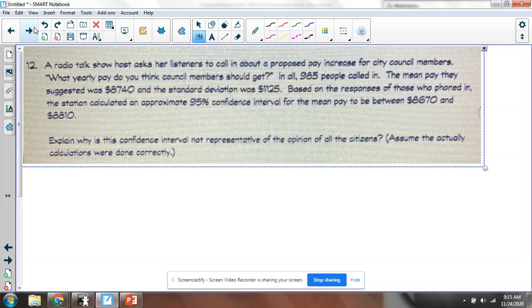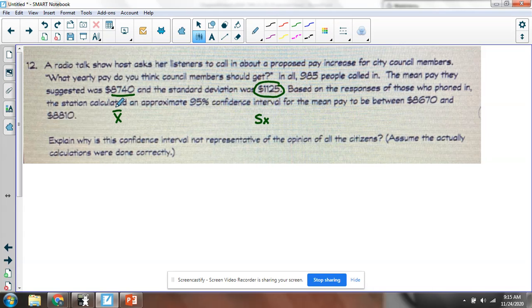Okay, so the radio talk show host asked their listeners to call in about a proposed pay increase for city council members. What yearly pay do you think council members should get? In all, 985 people called in. The mean pay they suggested was $8,740, and the standard deviation was 1,025. So this is based off the sample. So that's going to be S, not sigma, and then there's our X bar.